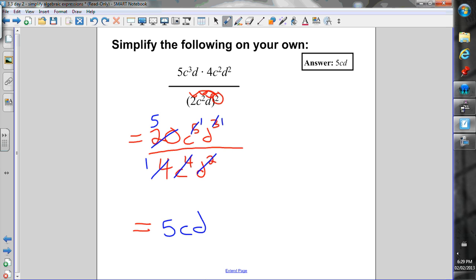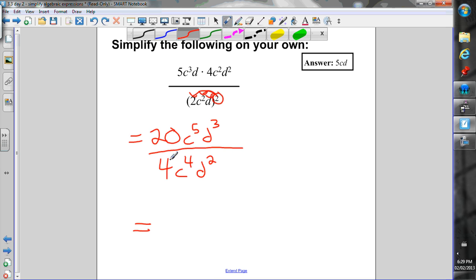If you like doing it the other way, let me show you that way without doing all that canceling. I'll just write the answer below. So 20 divided by 4 is 5. C to the 5 divided by c to the 4 is c, because dividing powers with the same base, you keep the base the same, subtract the exponents. 5 minus 4 is 1, so c to the 1. And d cubed divided by d squared, quotient rule tells us to subtract the exponents and keep the base the same, so I'm left with d to the 1.